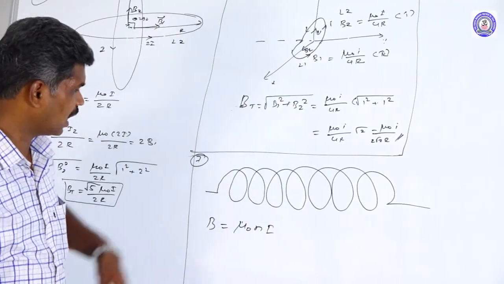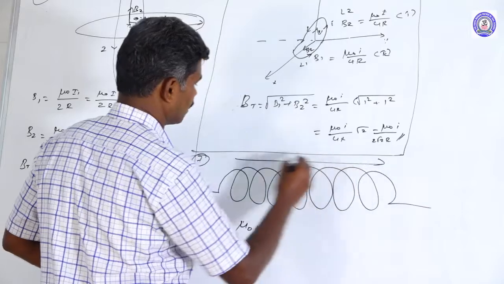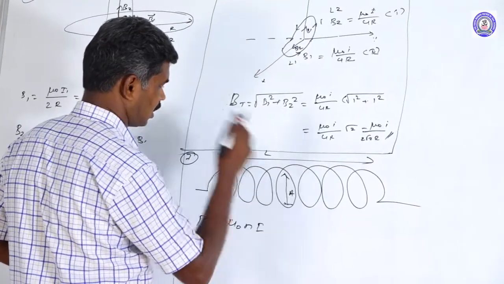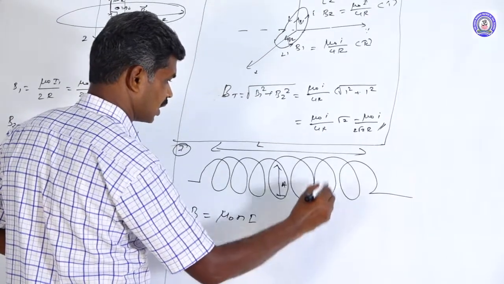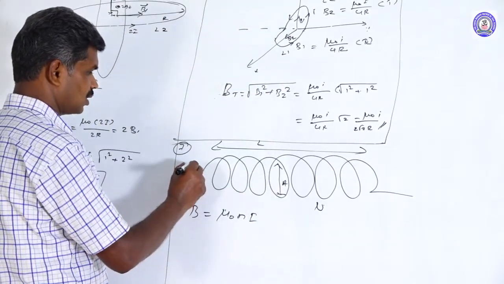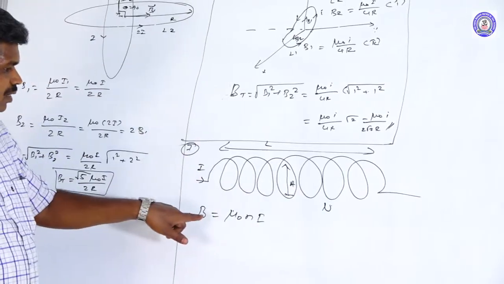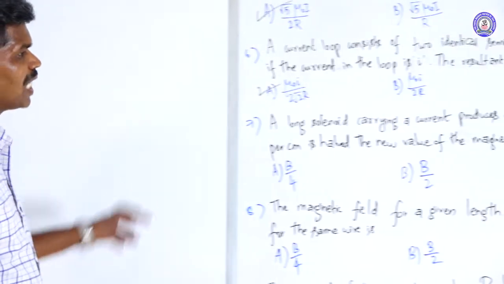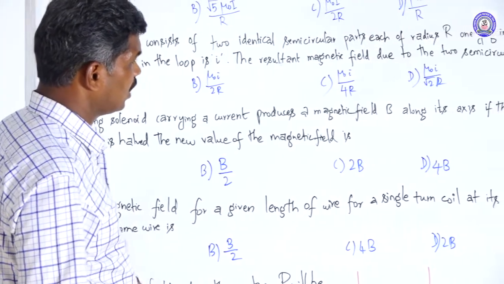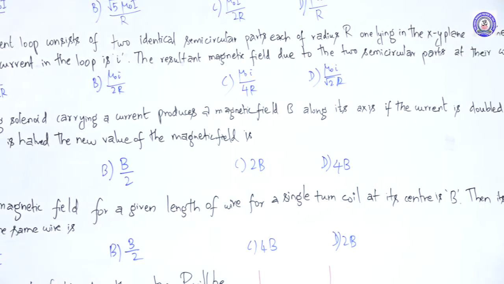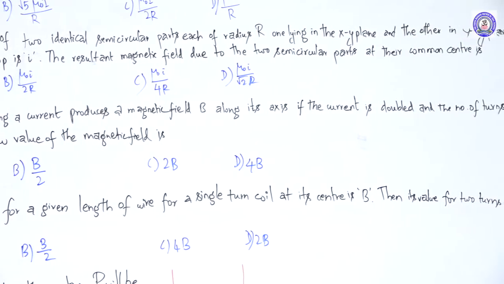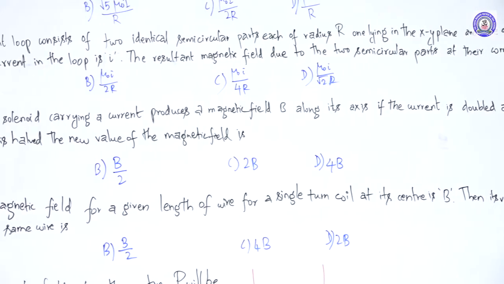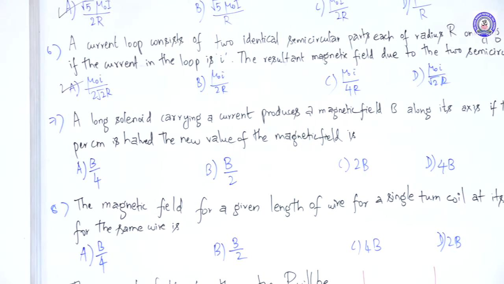Initially it has a certain length L, area of cross section A, and the total number of turns is N. The current passing through is I. Then the magnetic induction is B is equal to mu naught n I. Now we are going to modify some values. Current is going to double, and the number of turns per meter becomes half. So I prime is equal to 2I, n prime is equal to n by 2.